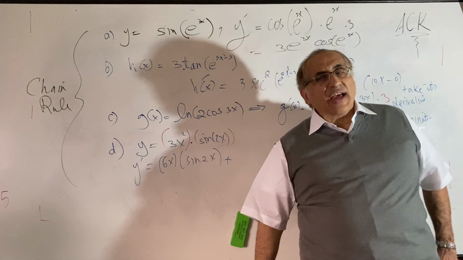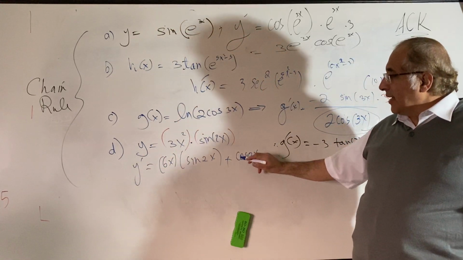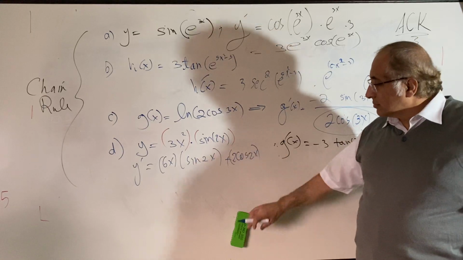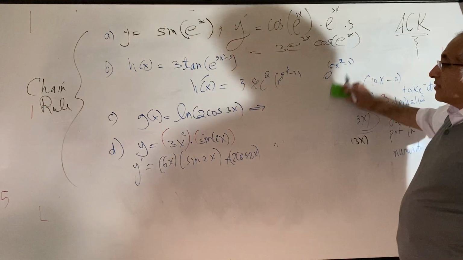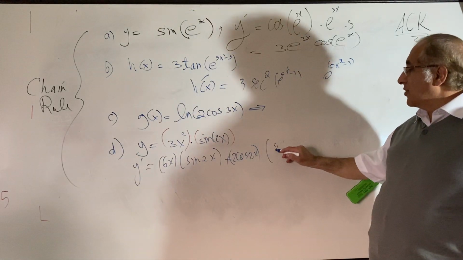Plus, what is the derivative of sine? Cosine 2x. Derivative of 2x, 2. All right? Times what? Times the first. What is the first? 3x squared.